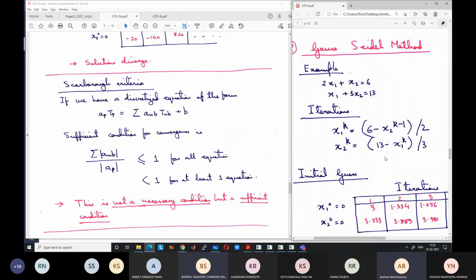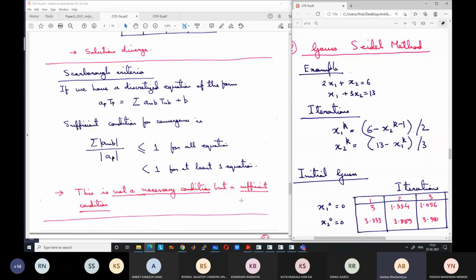0.33. Okay, so the same equations I have written in a different form, and now this Scarborough criteria is satisfied, 0.5 and 0.33. So it guarantees us that our solution should converge. Okay, and that is what we have found, that solution has converged. You can take other initial values also and you can try that. It should converge. So this is a very important criteria in CFD, Scarborough criteria, and needs to be followed.